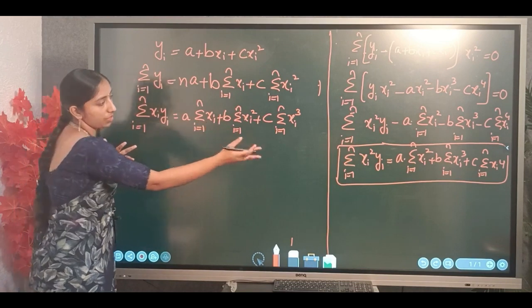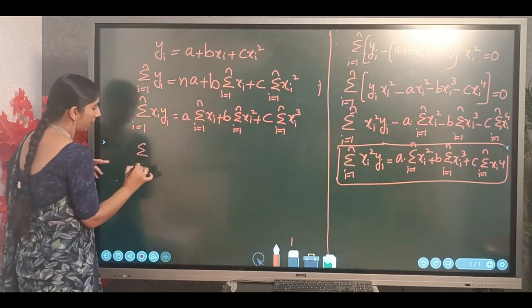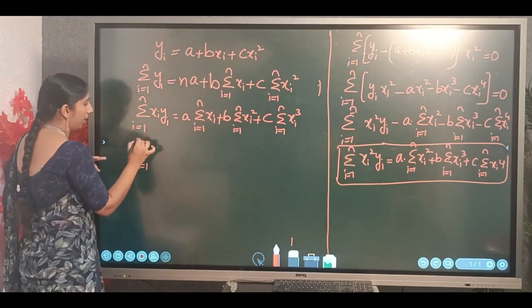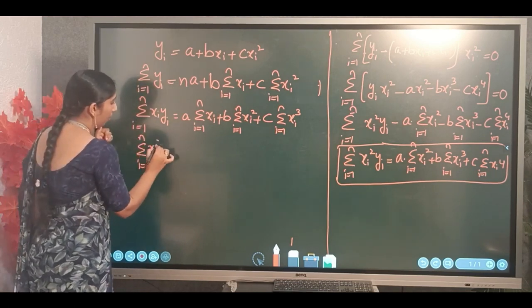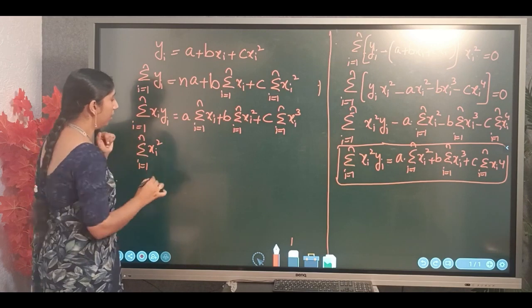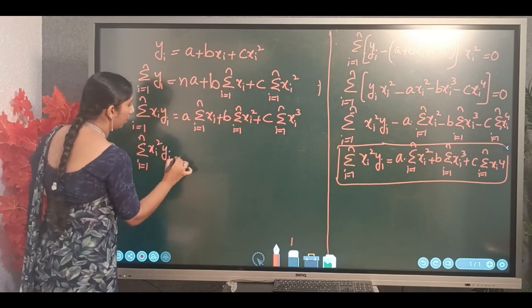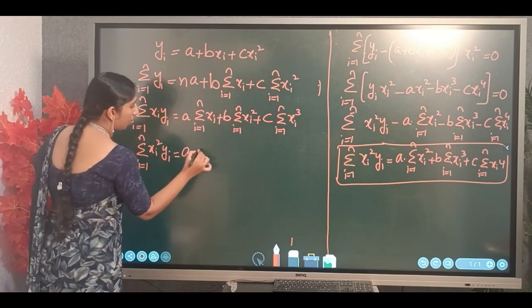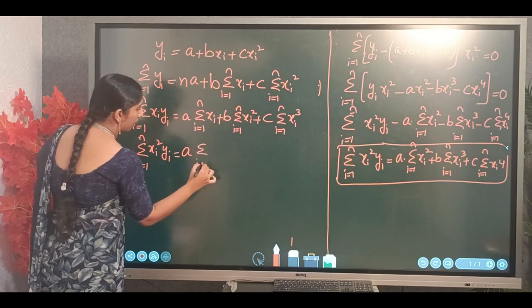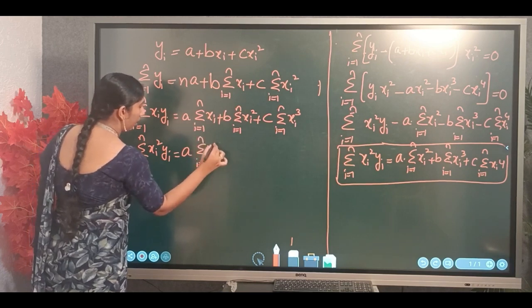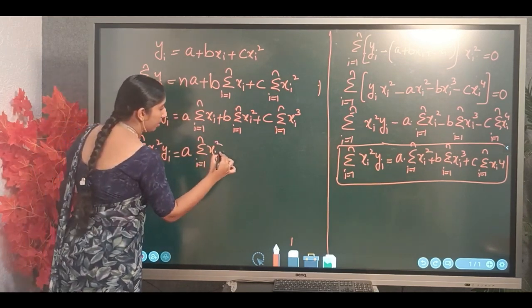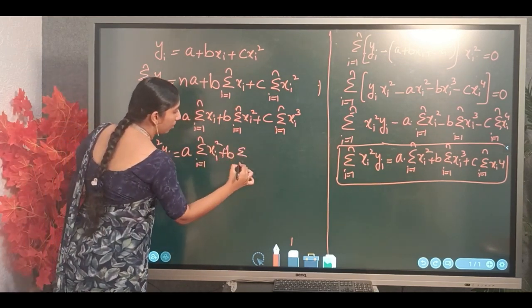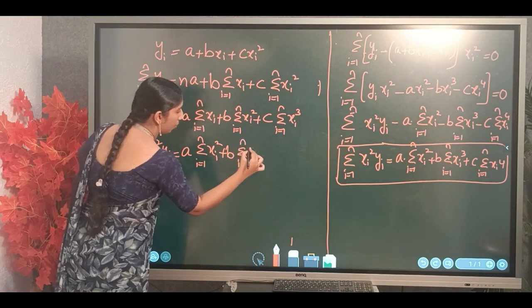So we have another equation. You just simply multiply with xi for this second equation. Already xi is there. What will we get when we multiply xi into xi? xi square into yi. So a is a constant, summation i is equal to 1 to n. Already xi is there; I am multiplying with xi. What will we get? xi square plus b into summation i is equal to 1 to n.